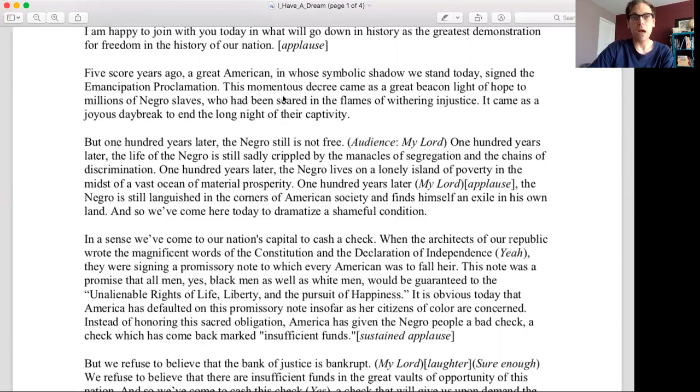And the next sentence here, this momentous decree, that phrase refers back to the Emancipation Proclamation. So decree is like another word for issue or order or proclamation. All of those things mean the same thing, right? So here again, Dr. King is referring back to the Emancipation Proclamation. And then he's saying that that issue, that order to free slaves, came as a great beacon light of hope to millions of Negro slaves. And then you can go ahead and continue reading from there.